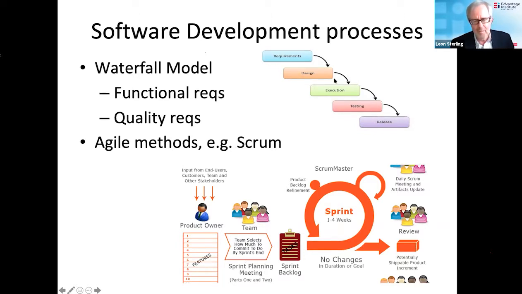And there was a movement against this model. Often what happened is when you tested it, you found there were problems and you'd have to go back and change the requirements in the design. And that was very expensive. And they've gone through a new process called Agile, where you build it much more incrementally.